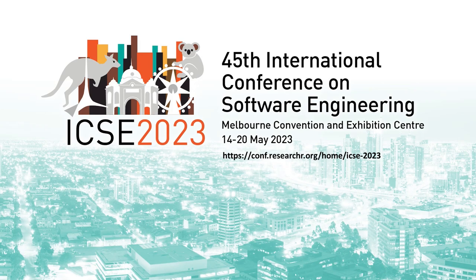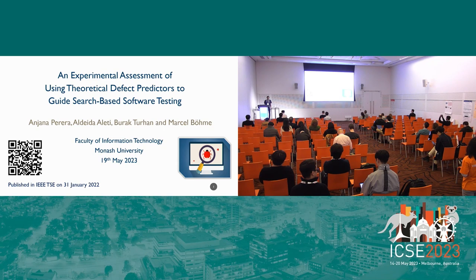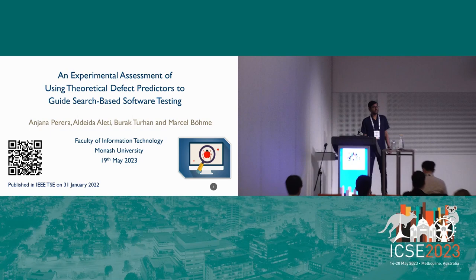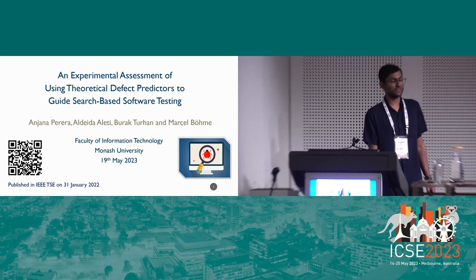Okay. So hi everyone, I'm Anjana Pereira. Today I'm going to present our paper, an experimental assessment of using theoretical defect predictors to guide search-based software testing, which was published in the Transactions on Software Engineering journal. The co-authors of the paper are Dida, Burak, and Marcel.